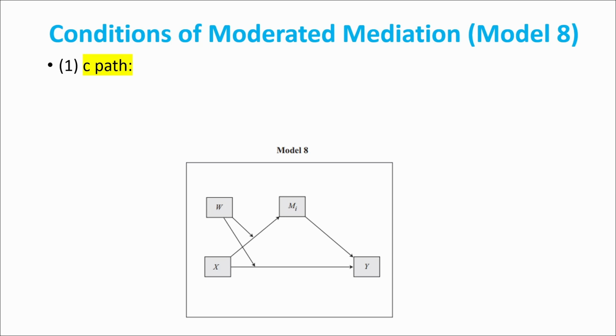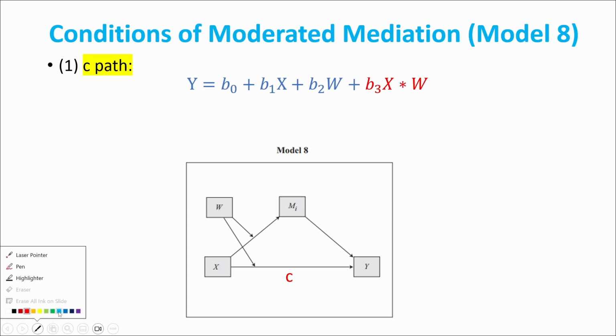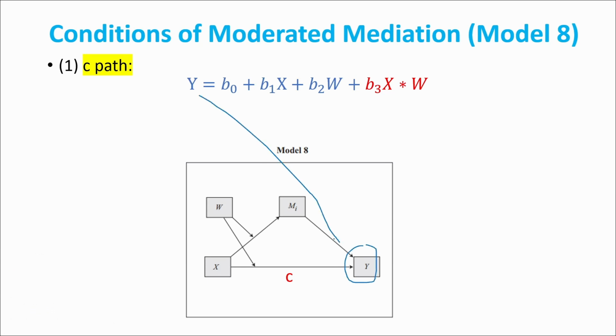The first condition for Model 8 is the C part, namely this part. For this part, we can write a linear regression model. Here, the dependent variable is Y, and then X, and then the moderator W, and then the interaction between X and W. So this is the C part.